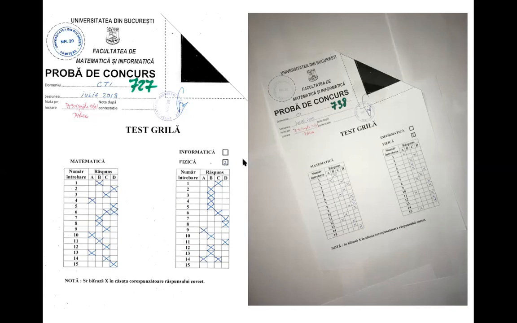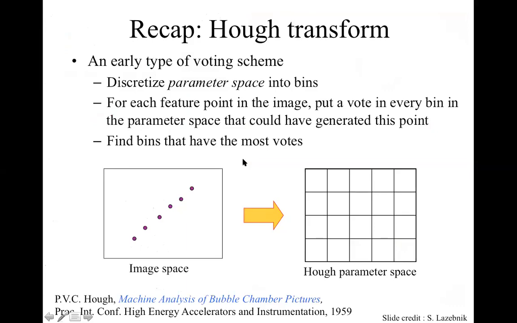Okay, maybe we move forward. So let's recap what we did last time. Last time we talked about Hough transform, which is a technique that uses a voting scheme, and you can use it in your project to detect straight lines.